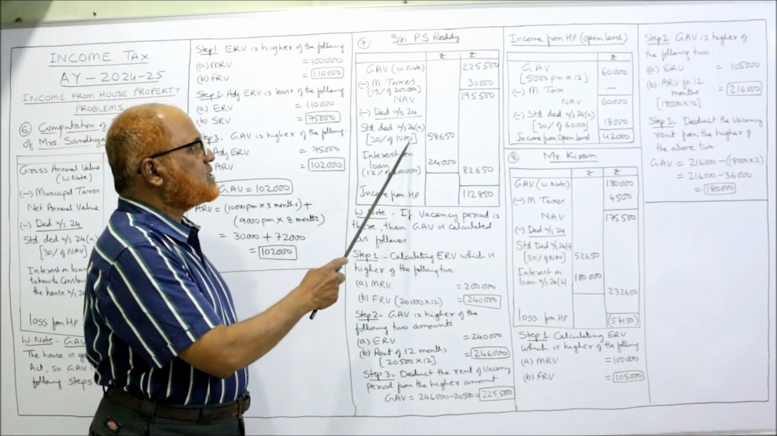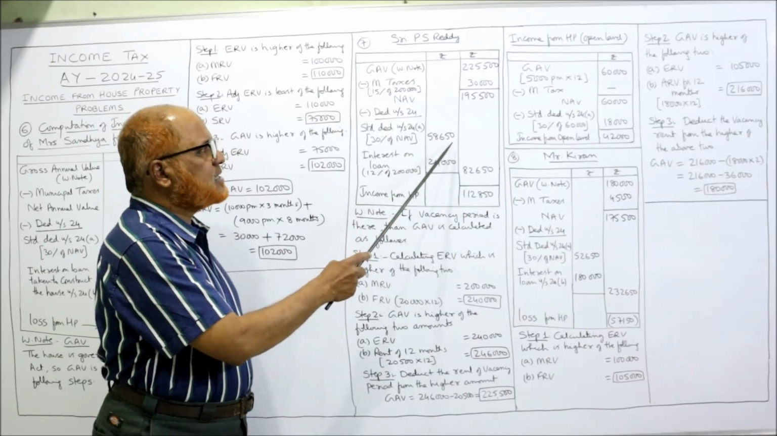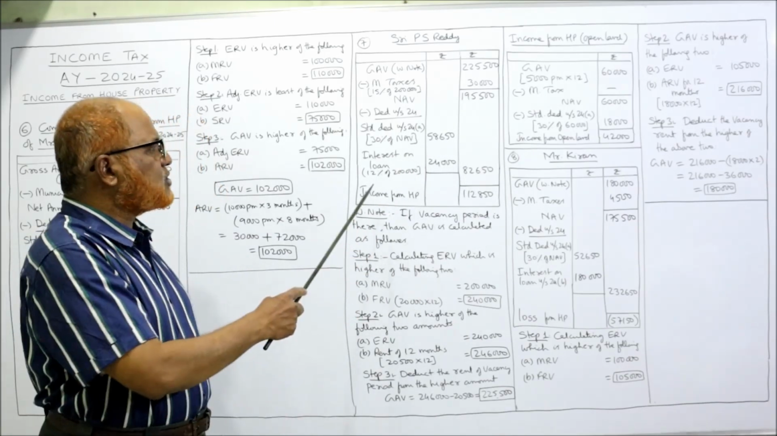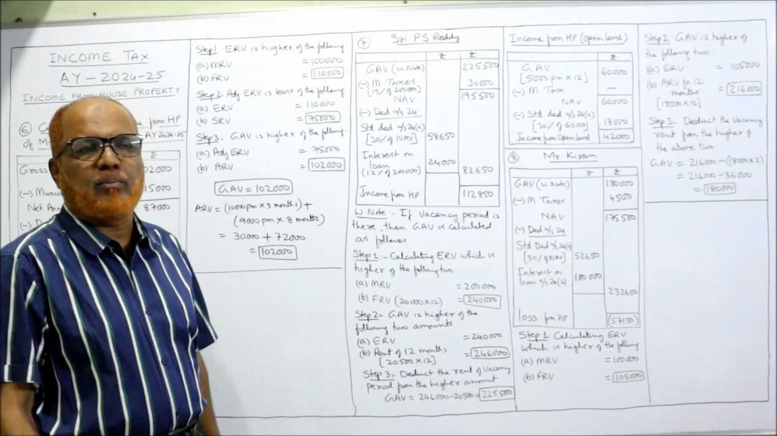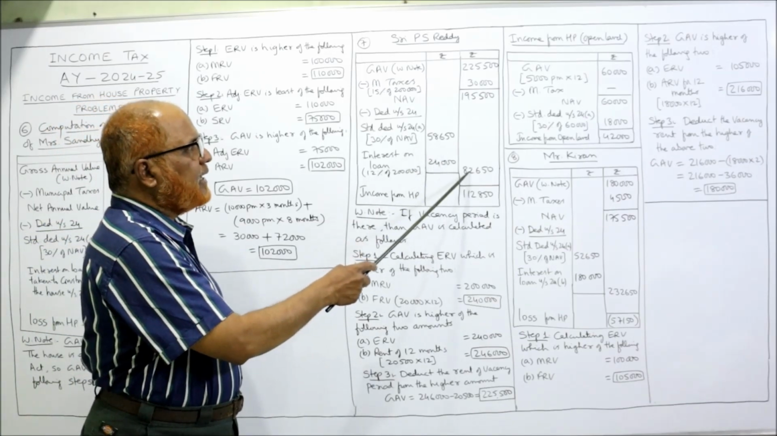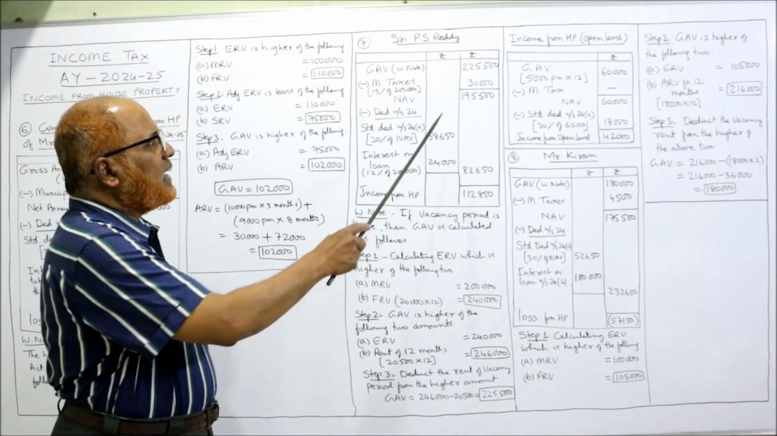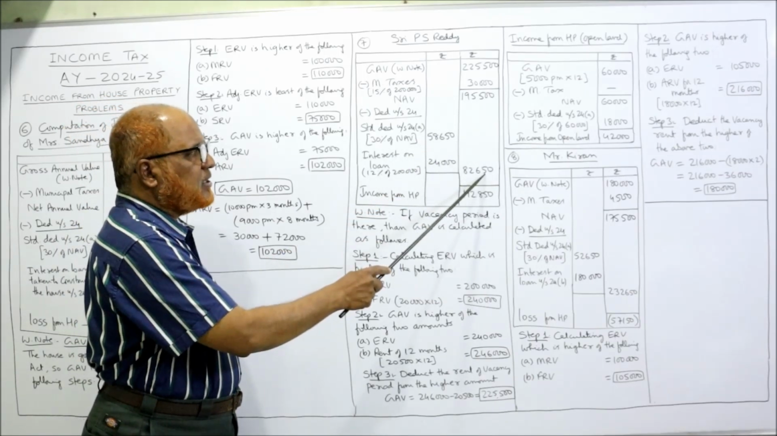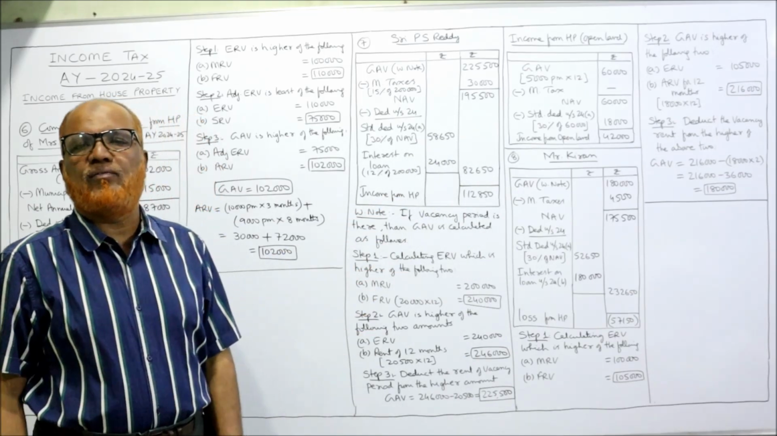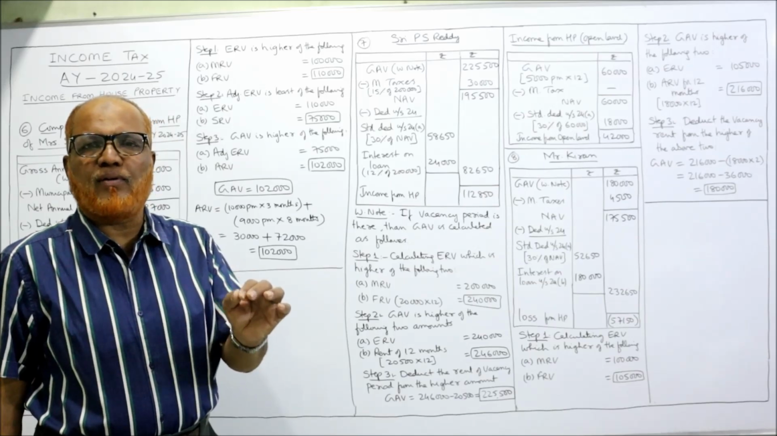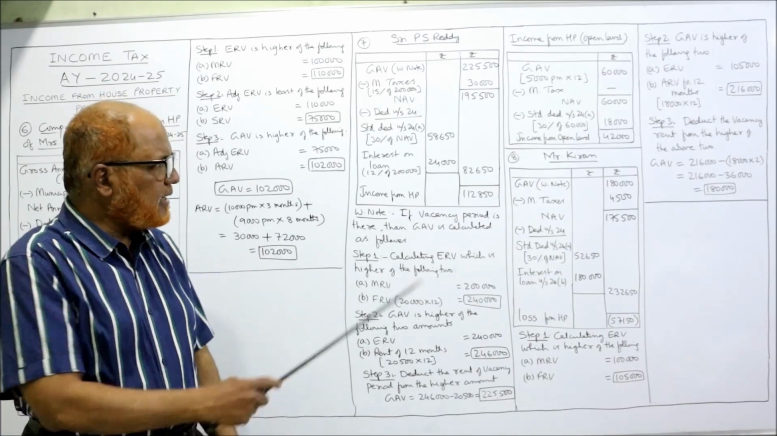Standard deduction 30% of NAV, 58,650. Interest on loan is 12% of 2 lakh given in the problem, 24,000. Take the total, 82,650. So 1,95,500 minus 82,650, 1,12,850 is the income from building, right?